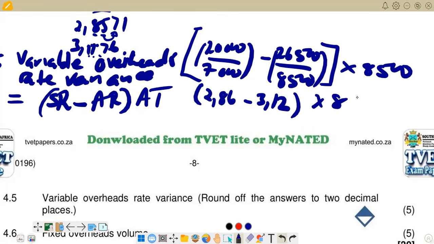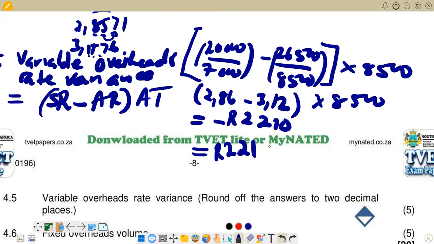Then we multiply by 8,500. If you calculate that one, note that 2.86 is less than 3.12, so you're going to get a negative figure again. We are going to get a negative 2,210. The question requires us to present it as favorable or unfavorable. It's a negative, so it's going to be unfavorable. 2,210 unfavorable. So that is what we have on 4.5.